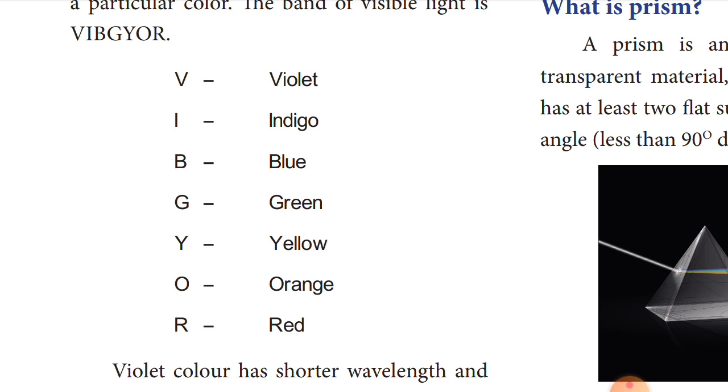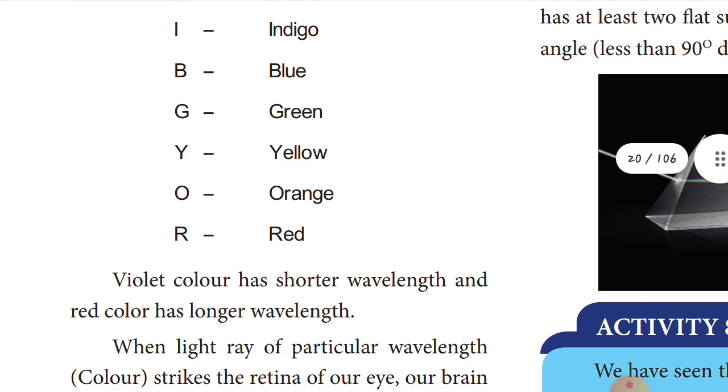Light is a form of energy in the form of waves that stimulates the retina of your eyes. Visible light is a spectrum of a number of different wavelengths, from 400 nanometers to 700 nanometers. What is the value of 1 nanometer, children? 10 power minus 9 meter. This is called 1 nanometer. Each definite wavelength represents a particular color.